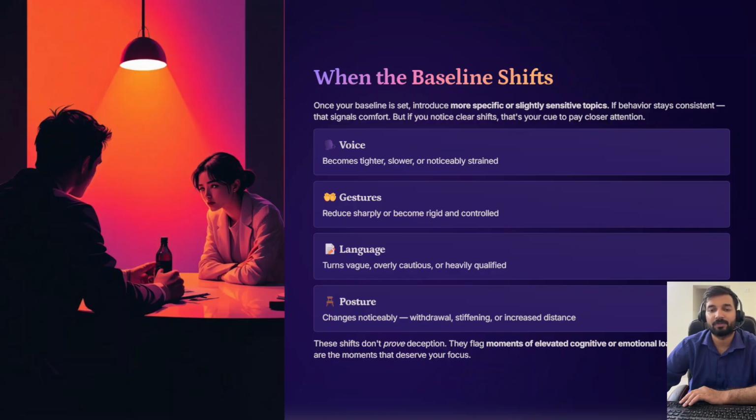Their voice becomes tighter or slower, their gestures reduce or become rigid, their language becomes vague or overly careful, their posture changes or they create distance. These changes don't prove deception, but they highlight moments of increased cognitive or emotional load. And those moments are where you focus your attention.